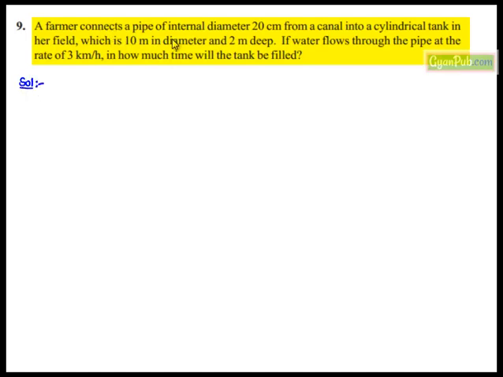So here he is saying that a farmer is connecting a pipe of certain dimensions to the tank in her field, whose dimensions are given. He is asking us to find in how much time the tank will be filled if the water flow rate through the pipe is 3 km per hour. In order to find that, we can say that if the water is flowing through the pipe that is filling the cylinder, the volume rate of flow in the pipe will be equal to the volume at which the cylinder is filled. So let us first find the volume of the cylindrical tank.